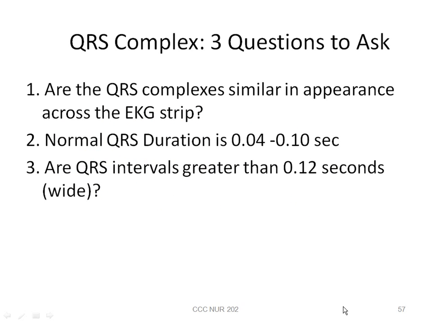Questions you want to ask yourself: are the QRS complexes similar in appearance across that strip? Is the QRS duration between 0.04 and 0.10 seconds? If the interval is greater than 0.12 seconds, we consider that wide and abnormal. So anything greater than 0.12 seconds for the testing is considered abnormal.